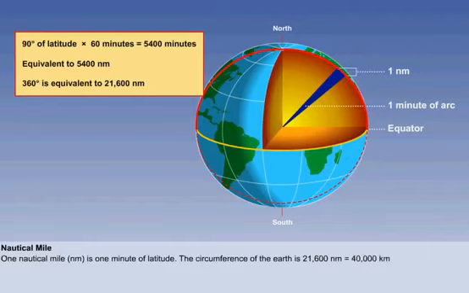We also know that the Earth's circumference is 40,000 kilometres. To convert from kilometres to nautical miles, we can say that 21,600 nautical miles equates to 40,000 kilometres. Therefore, 1 nautical mile is 1.85 kilometres. The ICAO definition of a nautical mile is 1,852 metres.